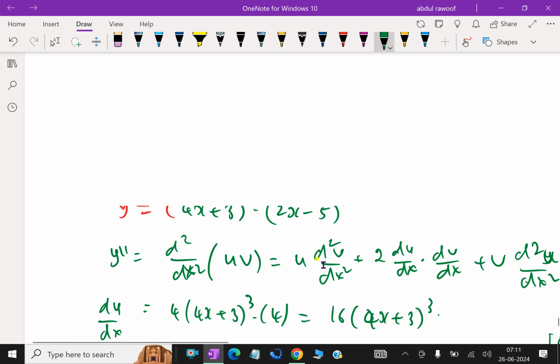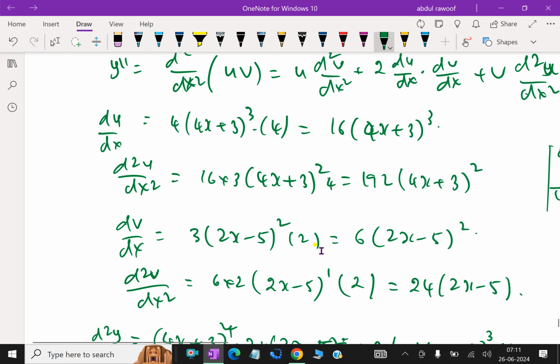So far we discussed higher derivatives, what higher derivatives are, and Leibniz theorem for higher derivatives.